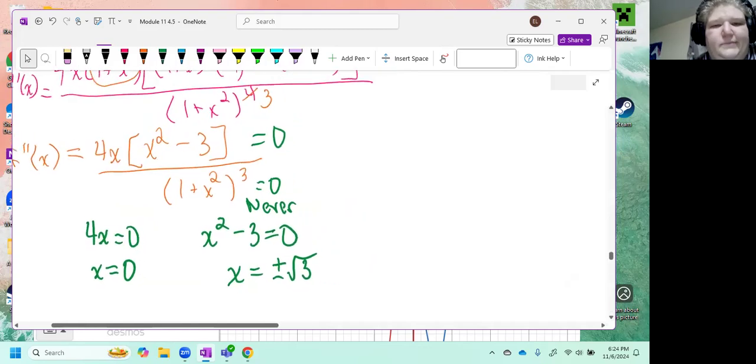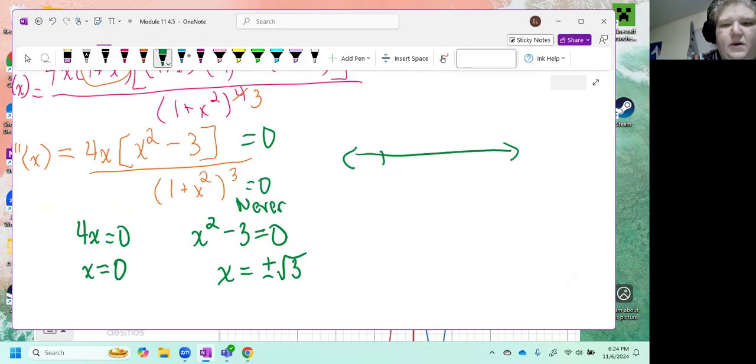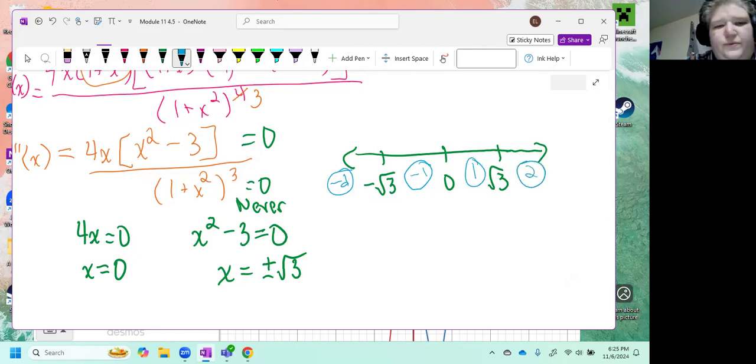All right. Well, let's put together our second derivative. Got a lot more going on. Negative square root of 3, 0, positive square root of 3. Make that line a little longer so I see 1, 2, 3, 4 regions. Negative square root of 3 is like negative 1.7. So I can pick negative 2 as the test value, negative 1, positive 1, and positive 2.